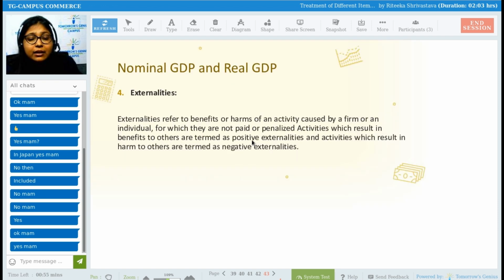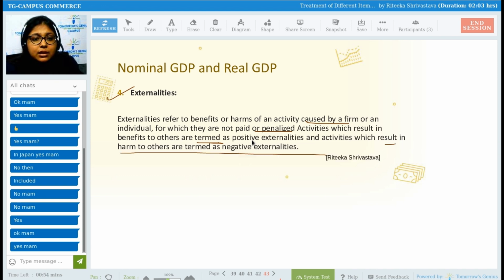So you cannot say rely completely on the welfare. Then comes externalities. It refers to benefits or harms of an activity caused by a firm or an individual for which they are not paid or penalized. Activities which result in benefit to others are termed as positive externalities, and activities which result in harm to others are termed as negative externalities.